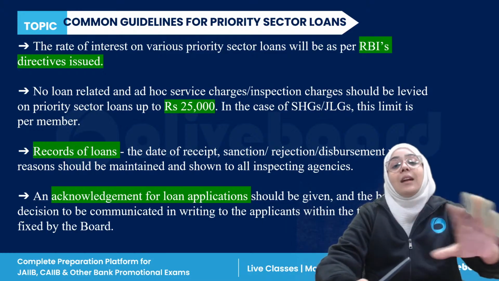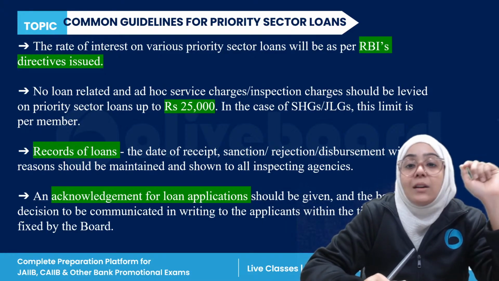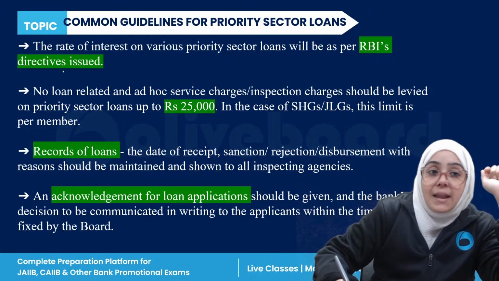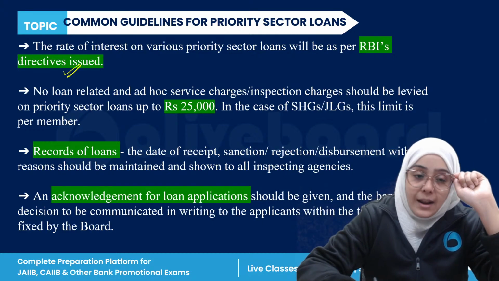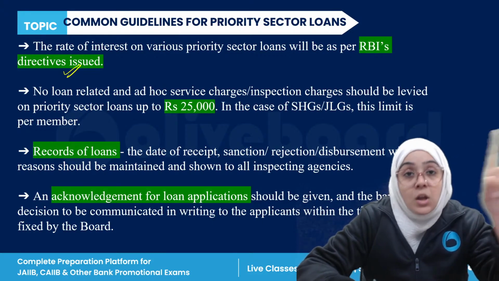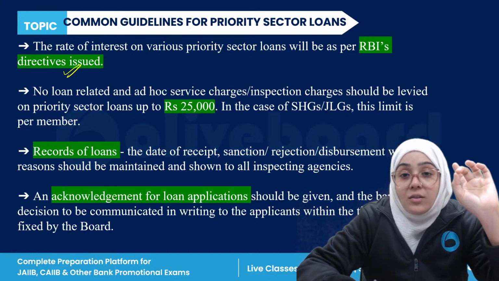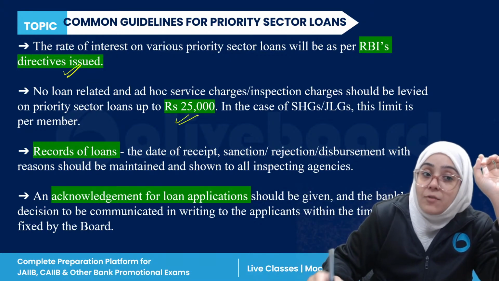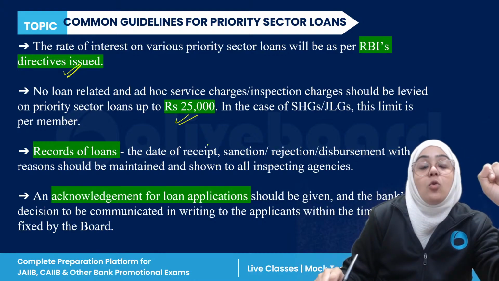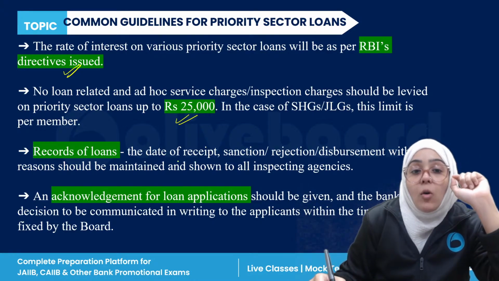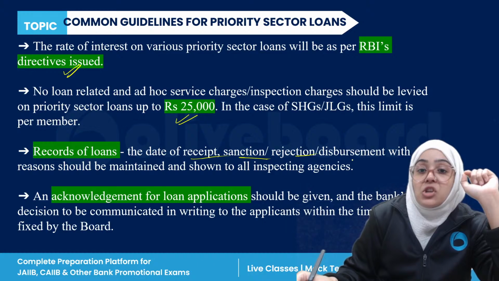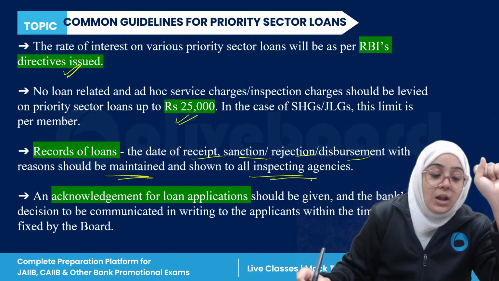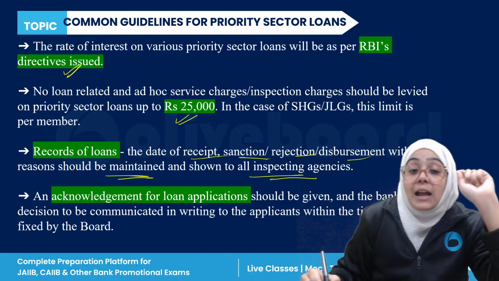Now, these are some of the common guidelines for the priority sector loans. First of all, the rate of interest should be strictly as per Reserve Bank of India's direction, right? Now, no loan related add-on services or inspection charges if the loan is given up to rupees 25,000. Record of the loan, you should have the record of all the loans, the date of receipt, sanction, rejection, disbursement. You have to maintain everything and show it to the inspecting agencies.